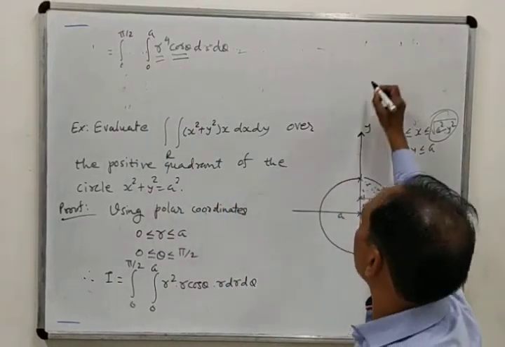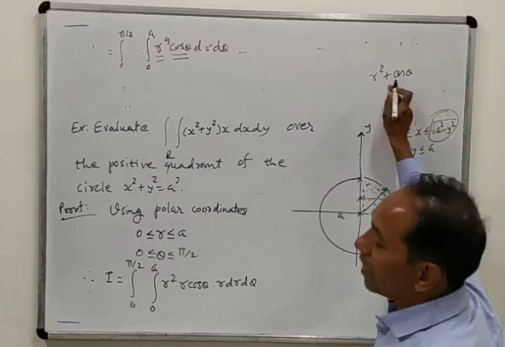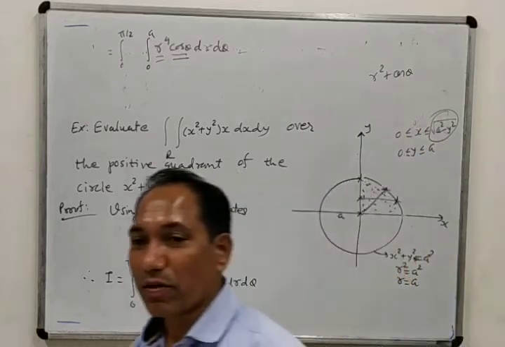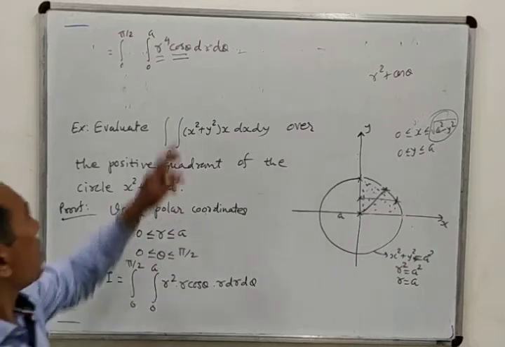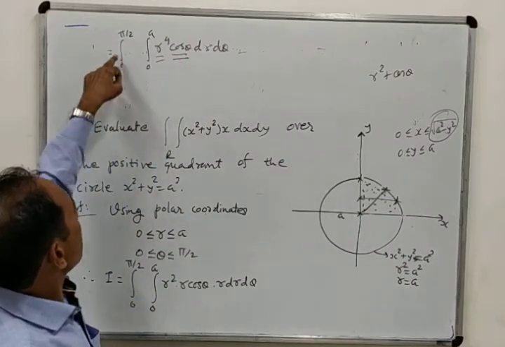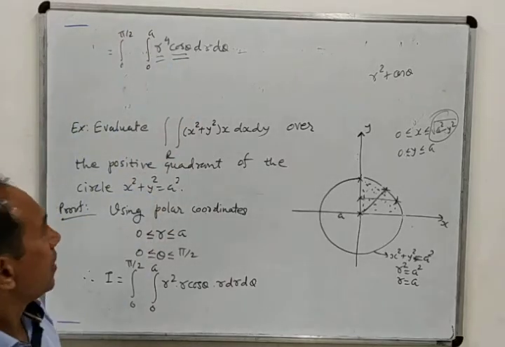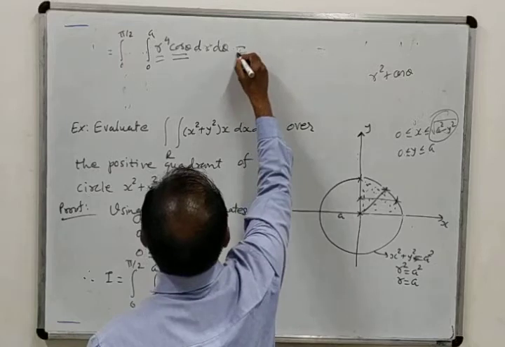That means they are not written like this, r square plus cos theta. So they are mixed. We cannot separate them, but they are in product form, so they are separated. And also see, both the limits are constants. So we can integrate this part in a single step.